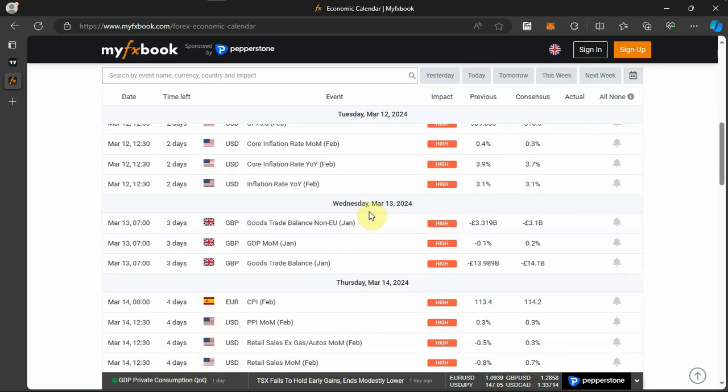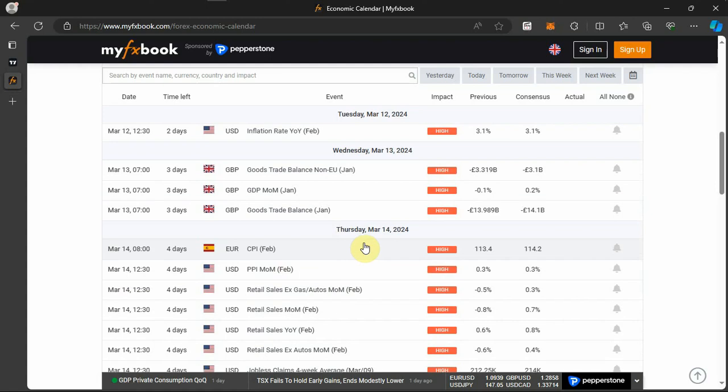On Wednesday, the 13th of March 2024, we have goods trade balance for the month of January for GBP, GDP month over month for the month of January for GBP. On Thursday, March 14th, 2024, we have CPI for the month of February for Spain.